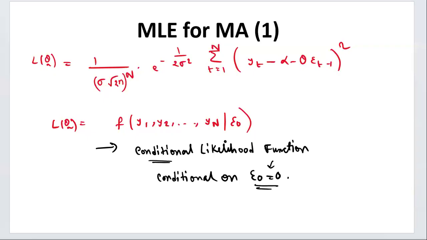So this is the conditional likelihood function, and then you have to maximize it. Maximization requires tedious calculation, so I'm not going into that, but you know the process. If the time series data is available to you, you can easily compute this conditional likelihood function and maximize it with respect to the parameters. That will give you your MLE estimators: alpha cap MLE, theta cap MLE, and sigma cap square MLE, right?